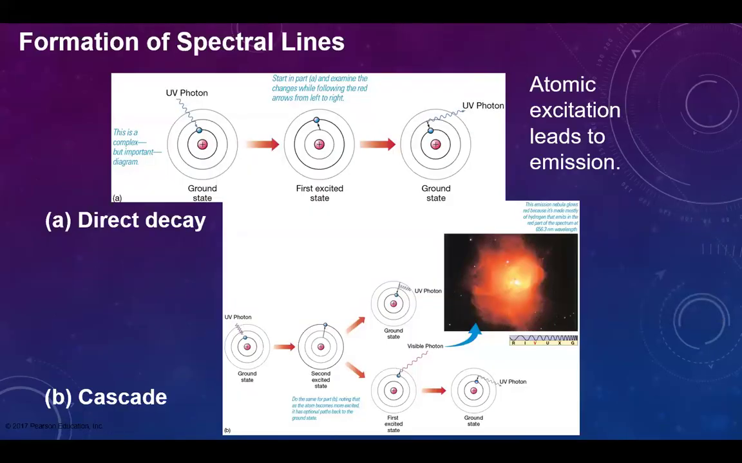So if you have an excitation, something hits it, it jumps up to a higher energy level, and then it drops back down. That's direct decay. That's the simplest way you can get this to happen. But you can also have a cascade. You can jump up from the ground state to not the second state, but a higher state, and then it can come down in a series of steps.